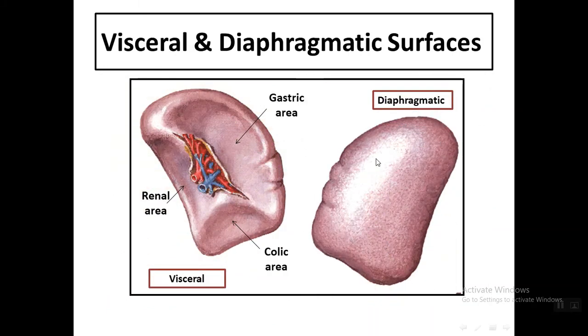It is completely covered by peritoneum and it has two surfaces. One that is facing the diaphragm is called the diaphragmatic surface, and one that is facing the adjacent viscera is called the visceral surface. The visceral surface has three main impressions. One that is large is called the gastric area, one that is medial is called the renal area, and the inferior one related to the left colic flexure is called the colic area. So this surface is called the visceral surface, and the one facing the diaphragm is called the diaphragmatic surface.